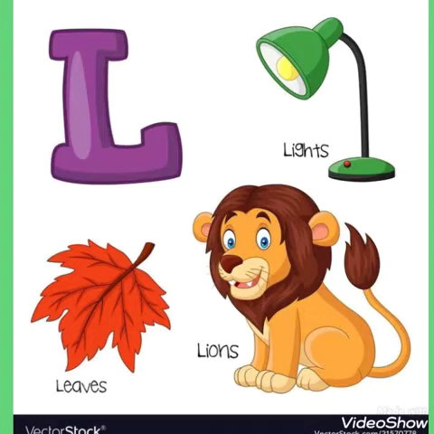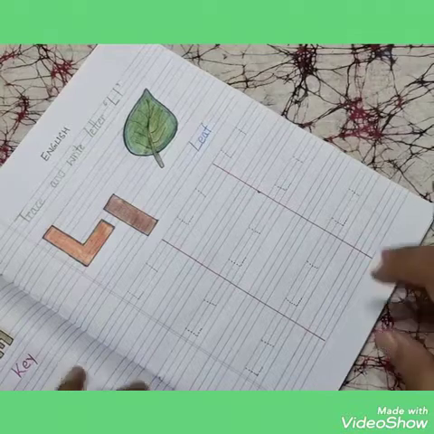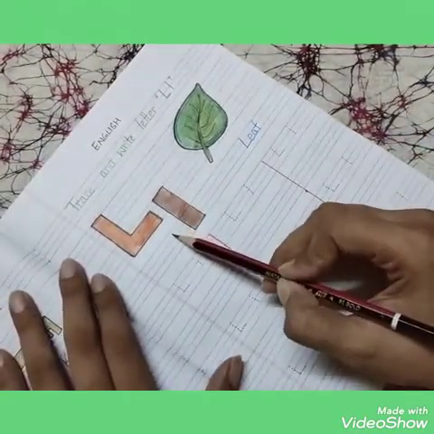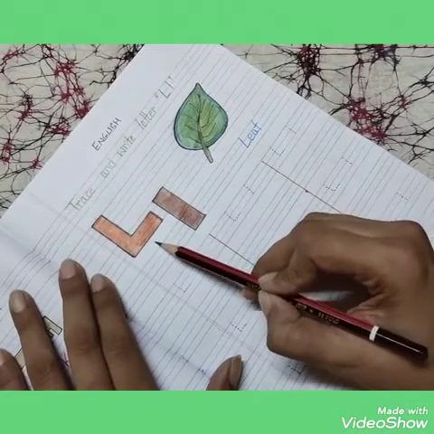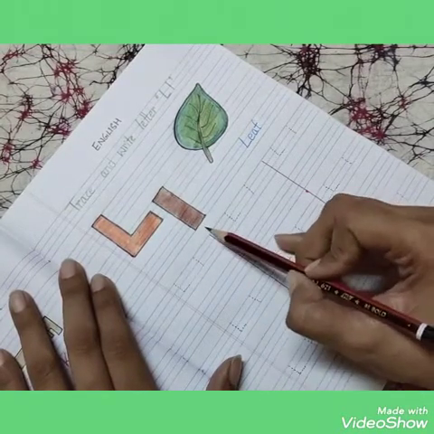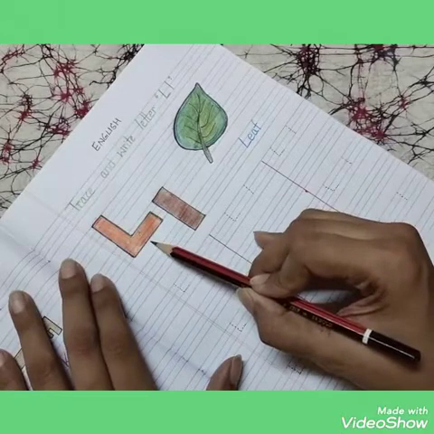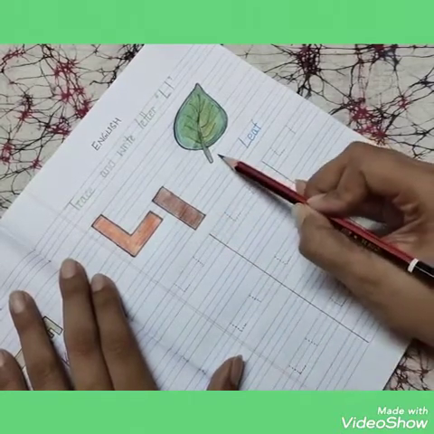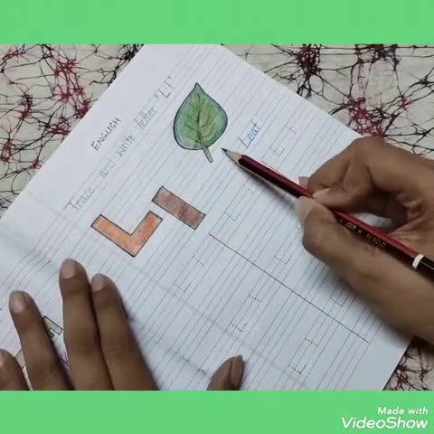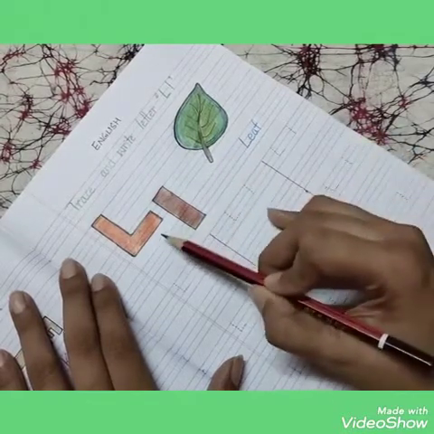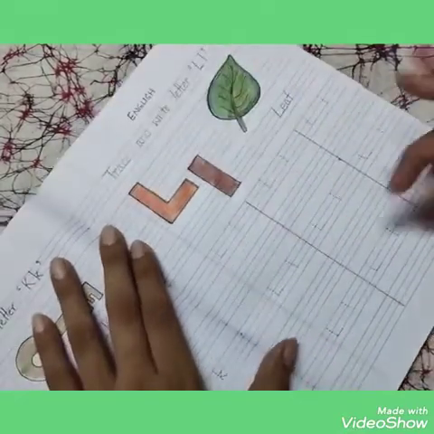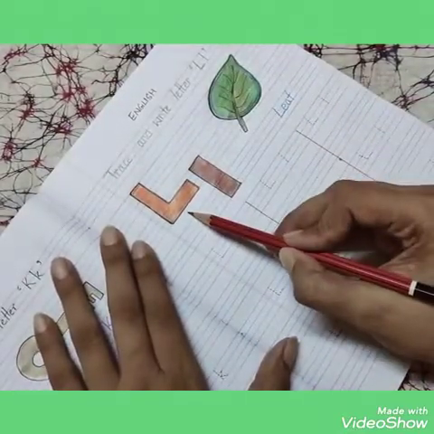Now children, after K we will learn letter L. This is capital L and this is small l. Capital L, small l. L for leaf. Now we will first learn how to write capital L.